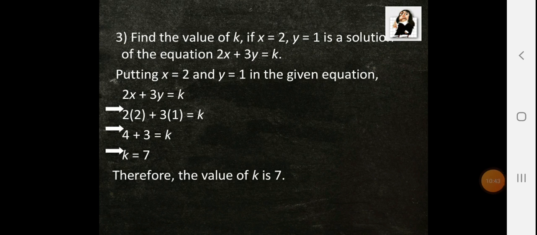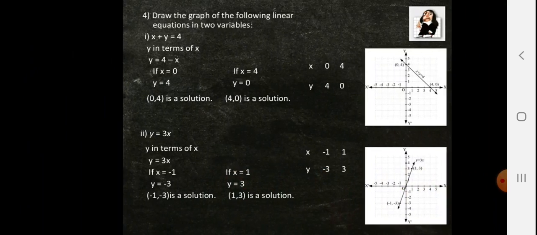Find the value of k if x is equal to 2, y is equal to 1 is a solution of the equation 2x plus 3y is equal to k. Now remember, they have already given the values of x and y. Substitute the value of x as 2, value of y as 1. So 2 twos are 4, 3 ones are 3. They are added, that is equal to k. So 4 plus 3, that means 7 is equal to k. Such kind of question could be asked for 1 mark.